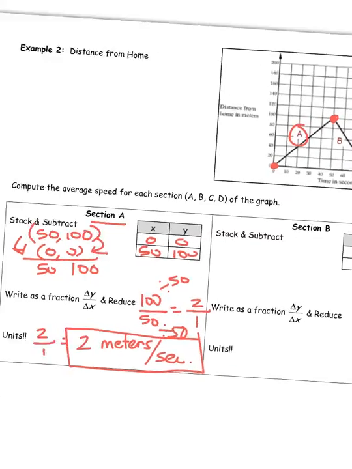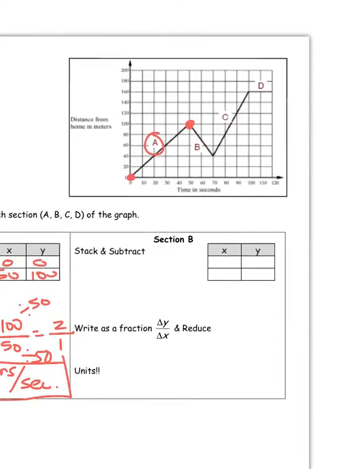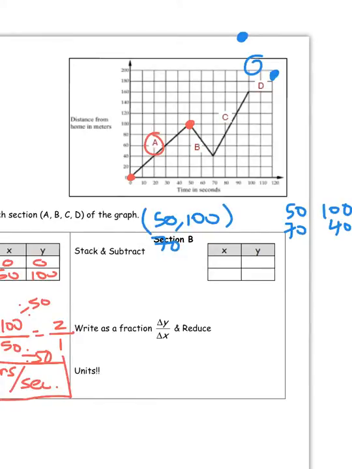All right, next example, we're going to talk about section B. I'm going to choose a different color for section B. So for section B, we just have to pick any 2 points on section B. I'm going to pick the starting point again, which is 50, 100. I'm going to pick the ending point of B, which is 70, 40. And to calculate the slope, I'm going to stack and subtract. So I'm going to put 50, 100 first, and 70, 40 second. Now, stack and subtract. 100 minus 40 is 60. 50 minus 70 is minus 20.